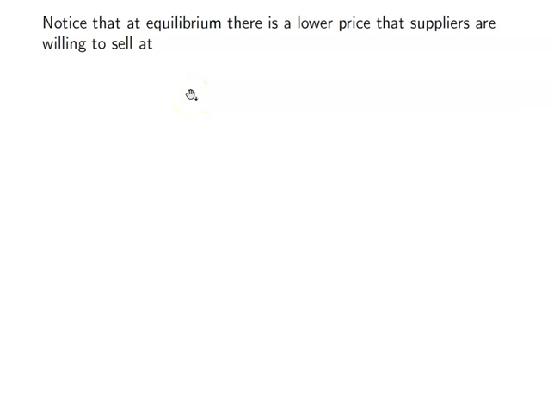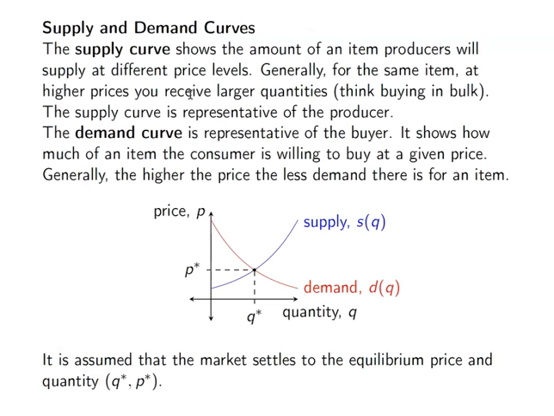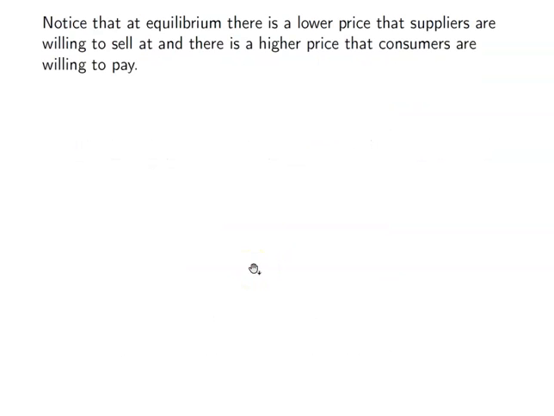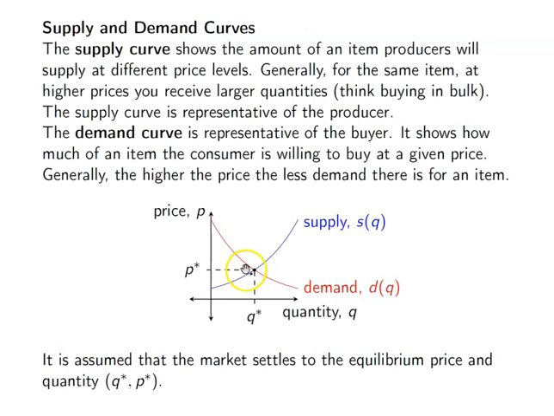Notice that at the equilibrium, there's a lower price that suppliers are willing to sell at. So this is the equilibrium, and the suppliers would be willing to sell things at a lower price. This price value is lower than what it's at. Similarly, there's a higher price that we're willing to pay. So for less quantities, we're actually willing to pay more for less things.